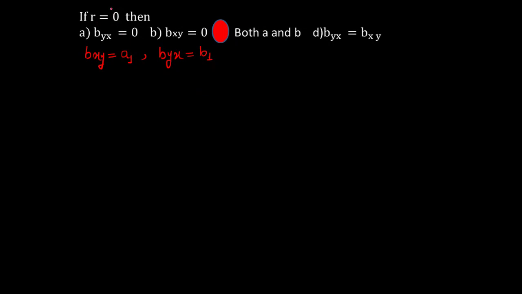Is there any result which will relate r with this a1 and b1? In order to get the correct answer, we will use the formula for a1 and b1. What is the formula for a1? A1 is given by r times sigma x by sigma y. This is what we know. And the formula of b1? This a1, as per this notation, is bxy, and b1 is byx.